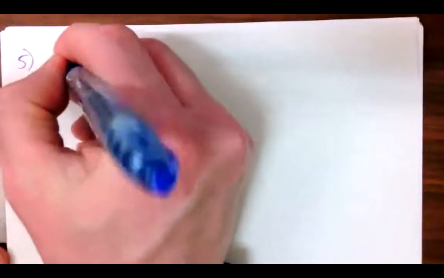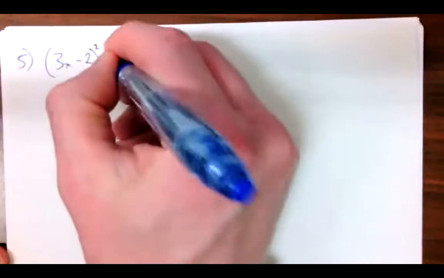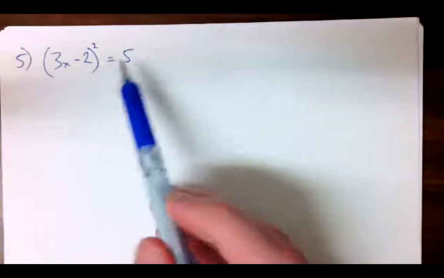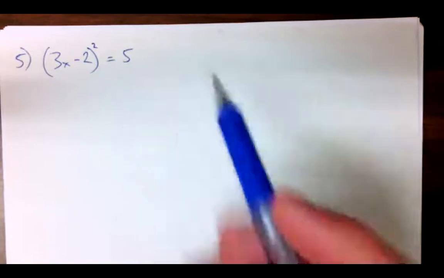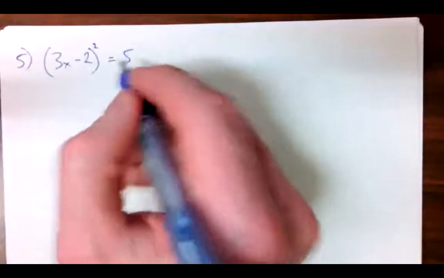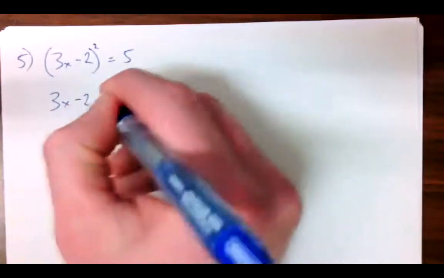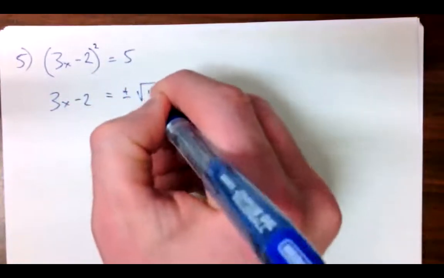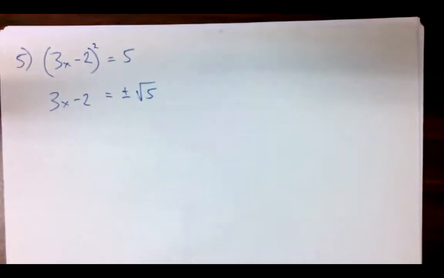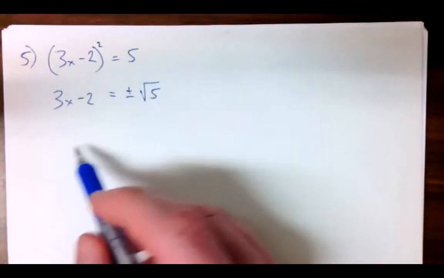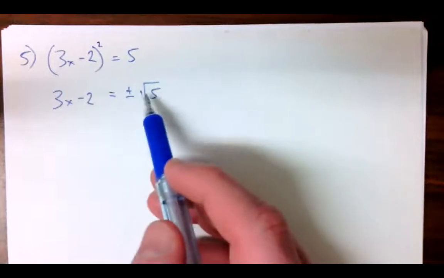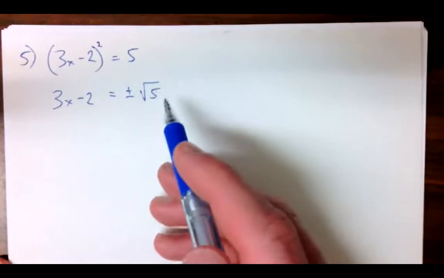Number 5. I'll move my little window so it doesn't block you. 3x minus 2 squared equals 5. Notice we don't have a nice, perfect square root here, but we still have to use it. 3x minus 2 equals plus or minus the root of 5. Again, we can branch off with positive root 5 or negative root 5, and it's just going to hang around because there's not much we can do with that.